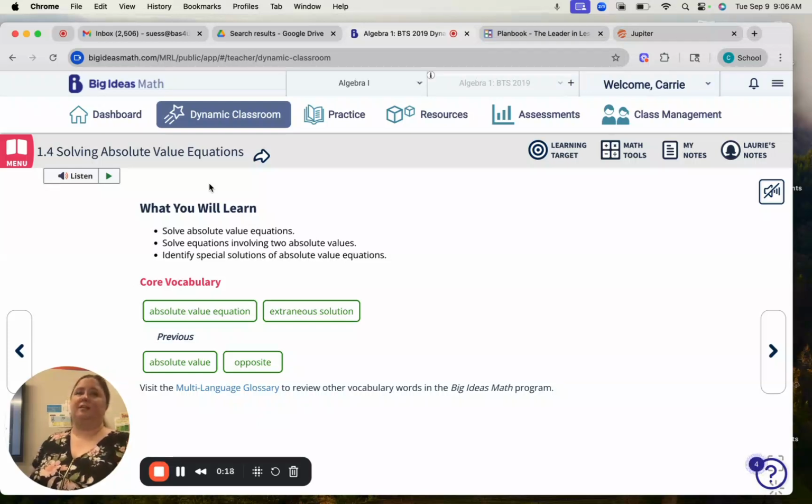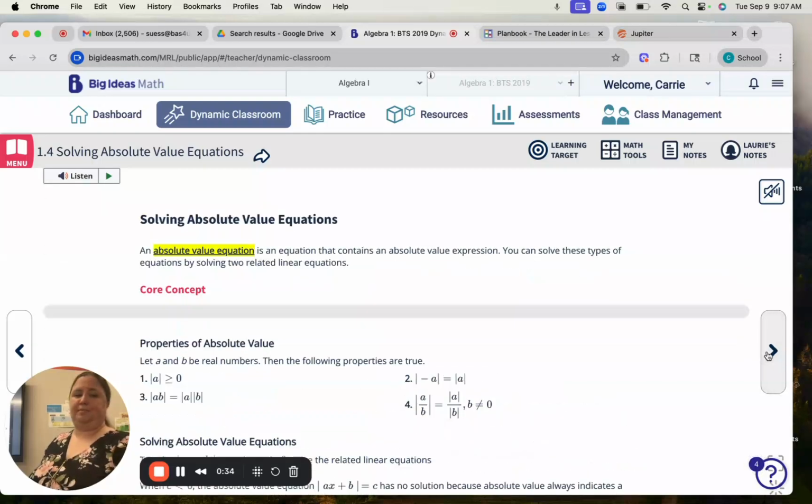That's a fun word. Go ahead, Nico. An apparent solution that must be rejected because it does not satisfy the original equation. So when you see the word extraneous, think extra. That's how I remember it. It's outside of the box. It doesn't fit in the answer. That's what helps me remember that one.